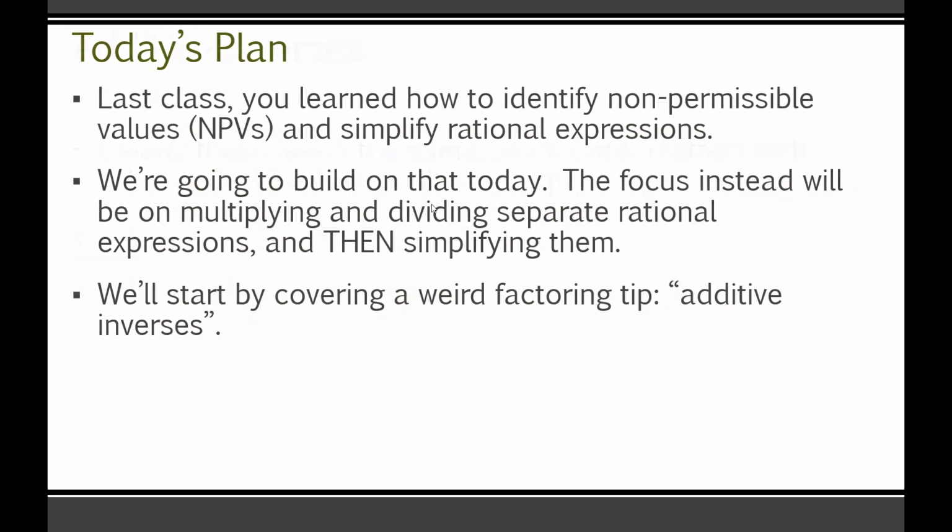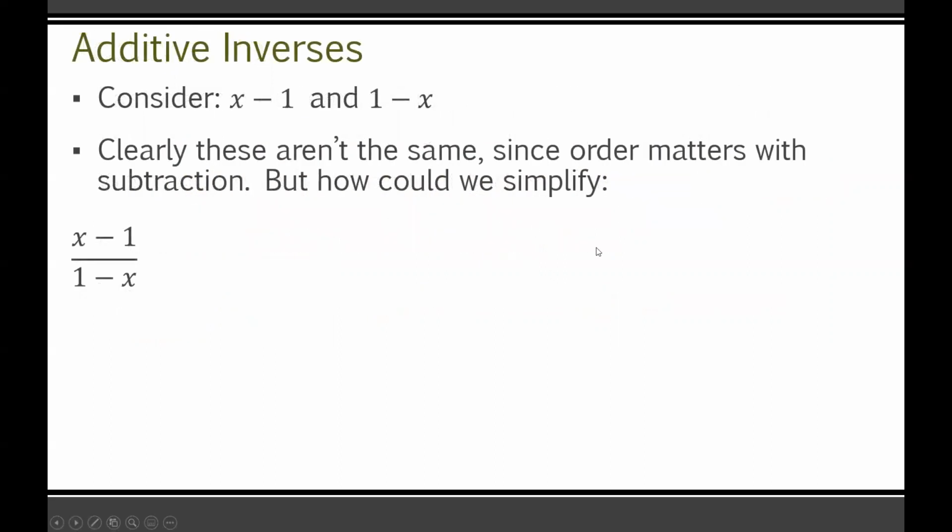Let's get going. So in additive inverses, I want you to first consider x minus 1 and 1 minus x, obviously just backwards to one another, right? Now, clearly, these aren't the same. They're pretty close, but they're not the same since order matters with subtraction, right? So if, let's say, x was 4, you would see that 4 minus 1 would equal 3. So for that first one, we'd have 3. And then 1 minus 4 in the other one, we'd have negative 3.